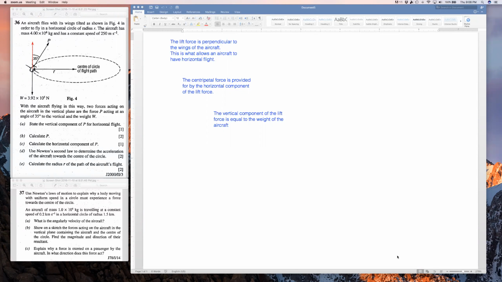And again, that force P also has a component. Let's change the color. That force P also has a horizontal component. The horizontal component acts towards the center of the circle. So you see, from what we have here, we can consider the two components of P as having a horizontal component that provides the centripetal force and the vertical component that is equal to the weight. And from what we've done about components, you can take any force and break up that force into its components.